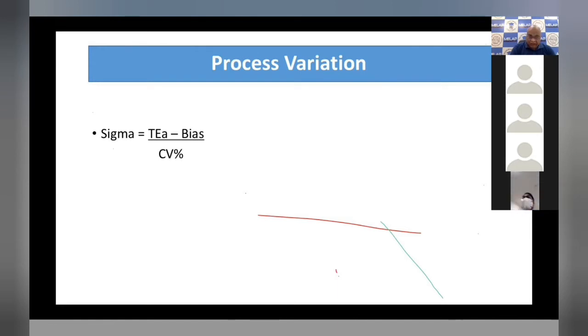So now, how to analyze? If suppose 6 sigma is low, below the acceptable limit, how to analyze this low 6 sigma? What is the reason?